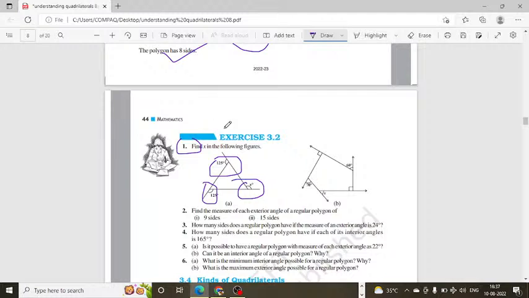So 125 degrees plus, let's take that x, is equal to 180 degrees. As we know, it looks like a triangle, so the sum of the angles of a triangle is 180 degrees. So I hope you are clear over here.